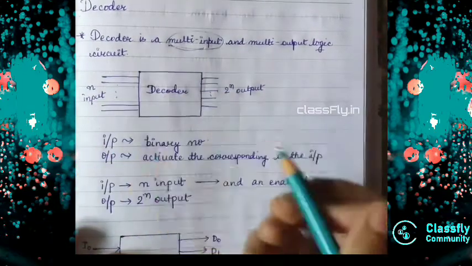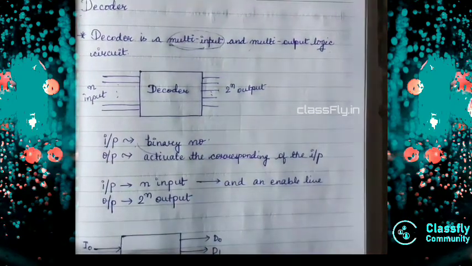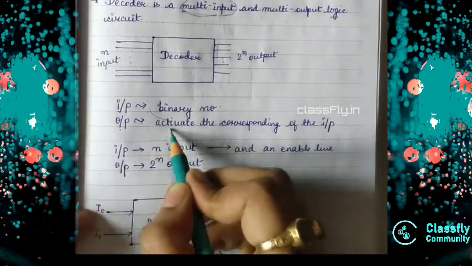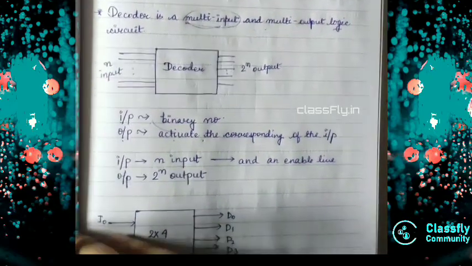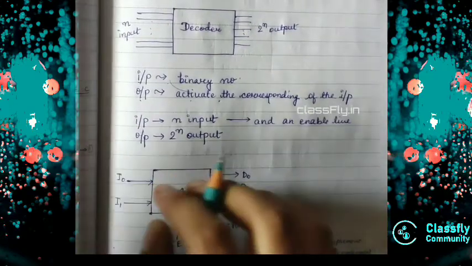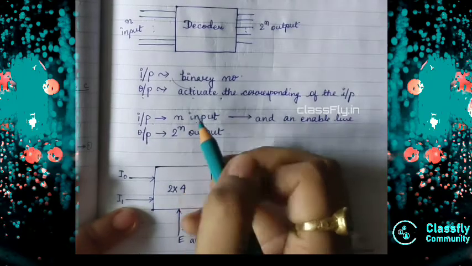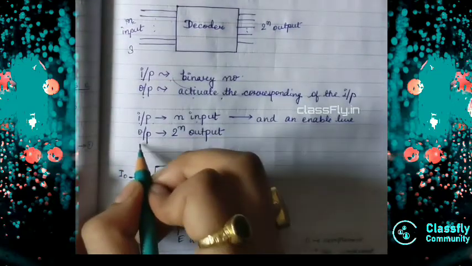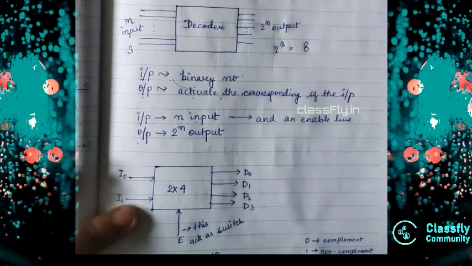So here, the input will be a binary number, and the output will be the activated line corresponding to the input. If my input is n, for example 3, then my output will be 2 to the power 3, that is, we will get 8 outputs, with an enable line in the input.